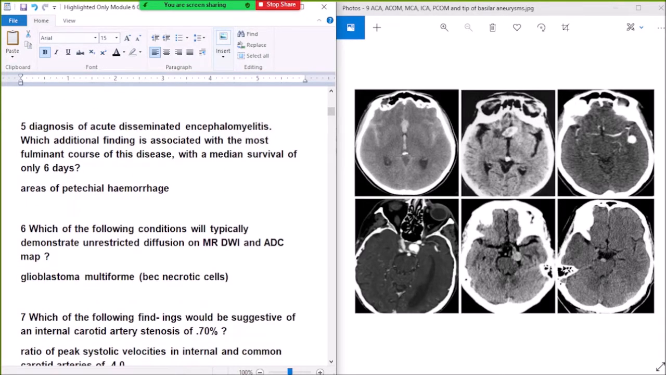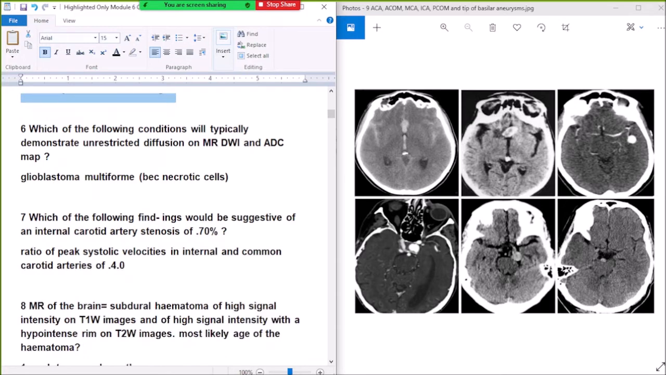Question number 5. Diagnosis of acute necrotizing encephalitis. Which imaging finding is associated with the most fulminant course of this disease, with a median survival of only 6 days? Areas of petechial hemorrhage. The finding associated with the most fulminant course of the disease is areas of petechial hemorrhage.